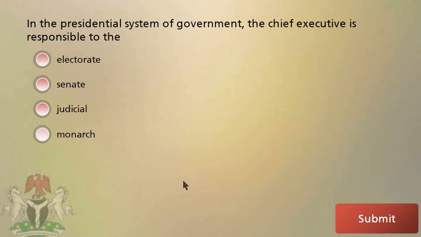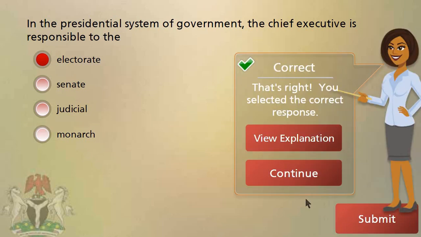Alright, question 22. In the presidential system of government, the chief executive is responsible to the A. Electorate, B. Senate, C. Judicial, D. Monarch. The right answer is A. Electorate. The electorate refers to the voters, that means like the people. So in the presidential system of government, the chief executive, that's the president, is responsible to the electorate or the voters who elected him. That is why it is the right answer.